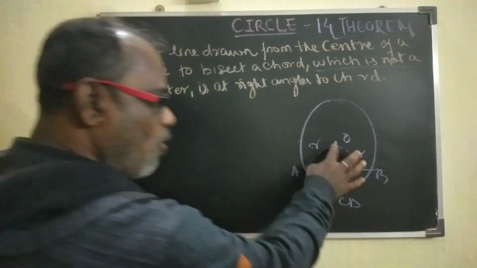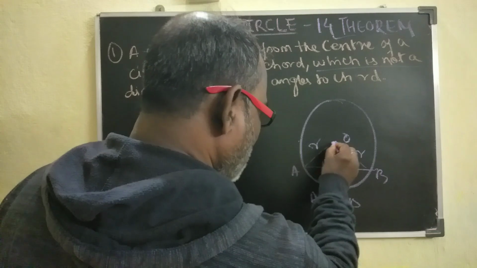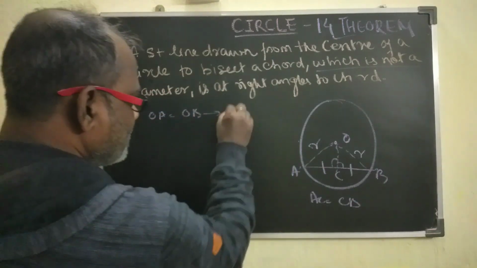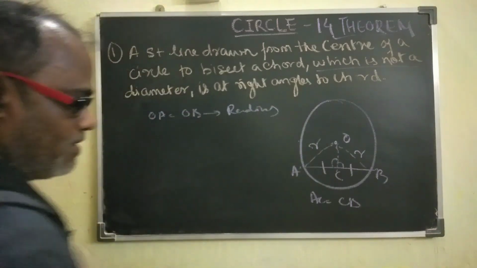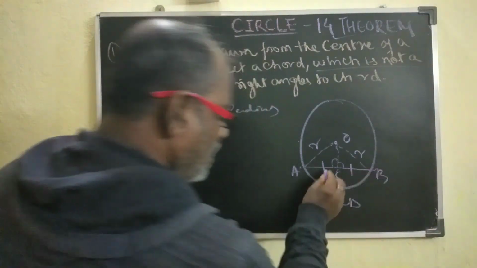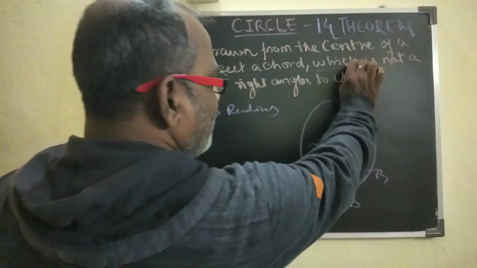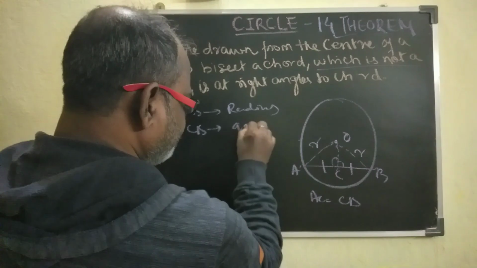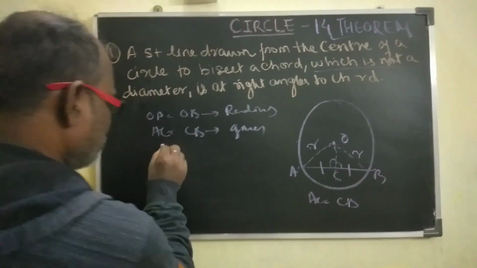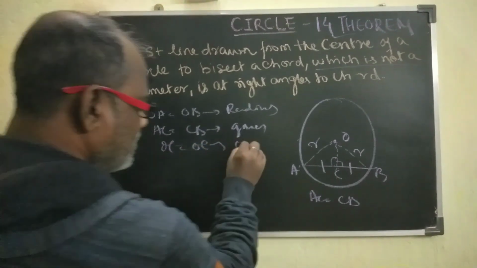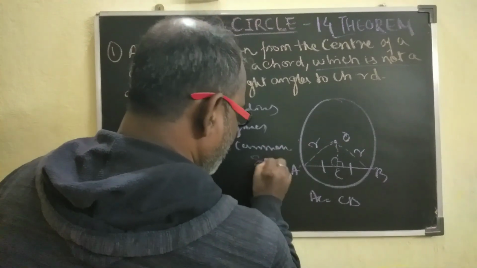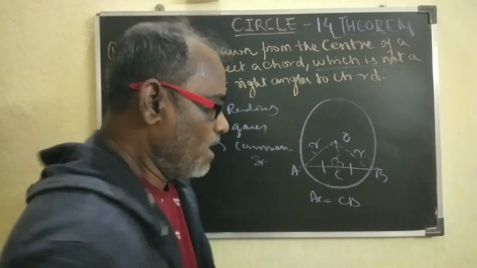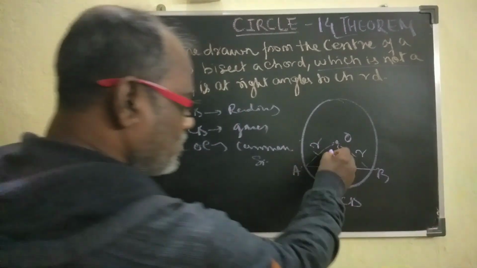And this is another triangle OCB. In these two triangles, OA equals OB, reason: it is the radius. Next, AC equals CB, because it is given in the theorem. Next, OC is common, so OC equals OC, which is a common side. So by SSS, the two triangles are congruent.